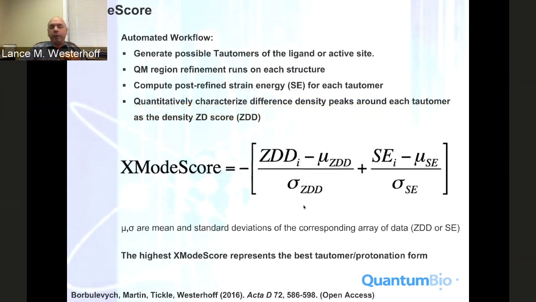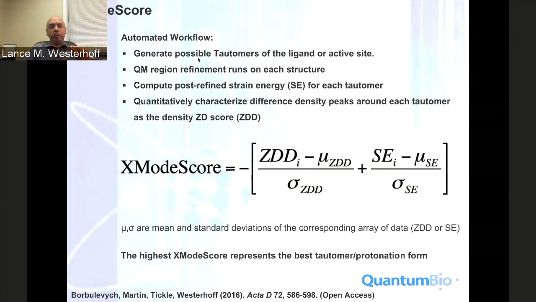So from this, though, as people that know us know, we're a mixed group where we have a lot of strengths in QM and a lot of strengths in crystallography. We thought, well, can we come up with a way to represent what's really going on in the active site, both from a density perspective and from a chemical perspective or a strain perspective.